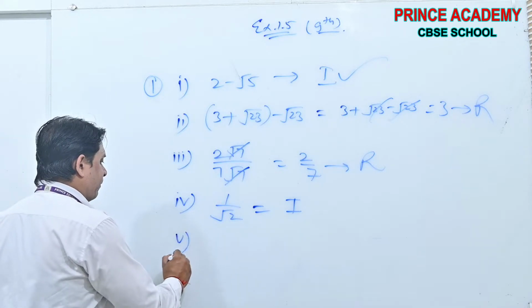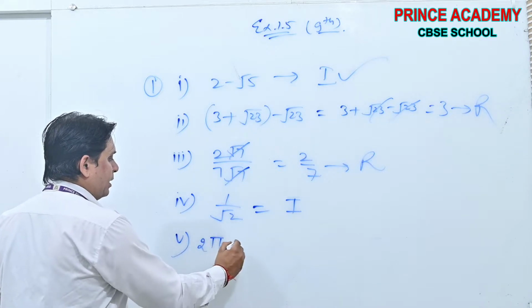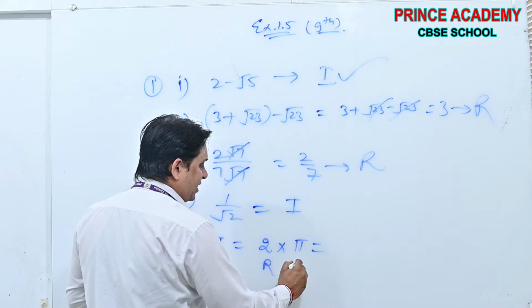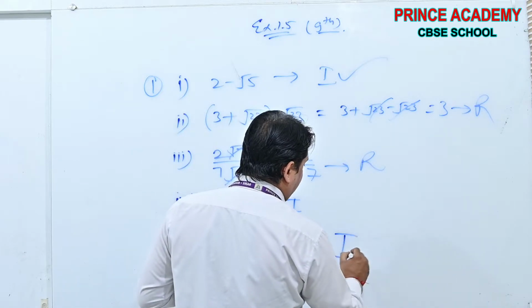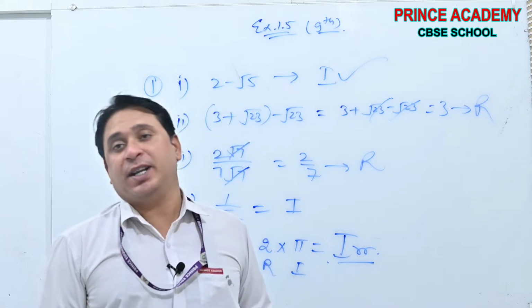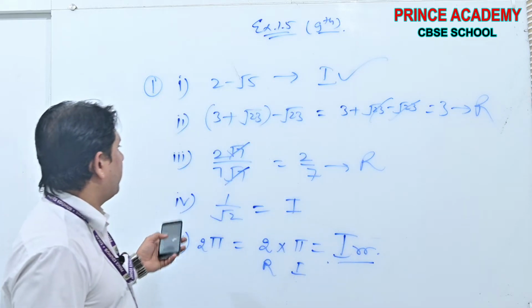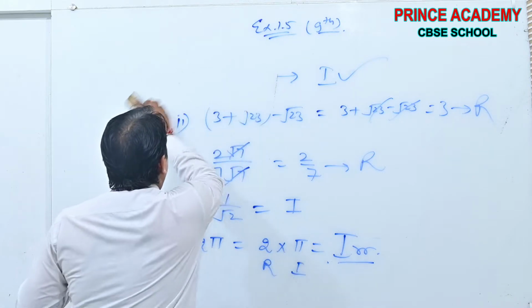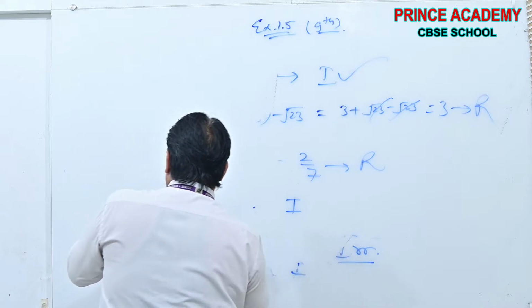Fifth part, 2 pi. Rational into irrational. This is irrational. The output is irrational. Yes or no? Done, beta. Question number 1 is done now. You can take the screenshot. Okay. Then question number 2.